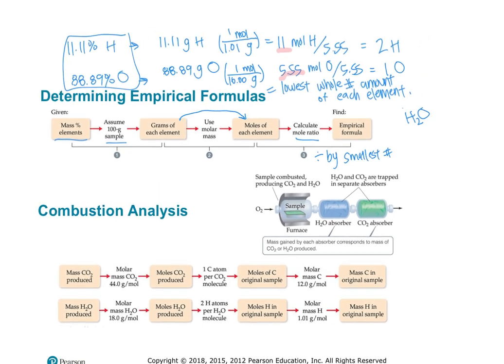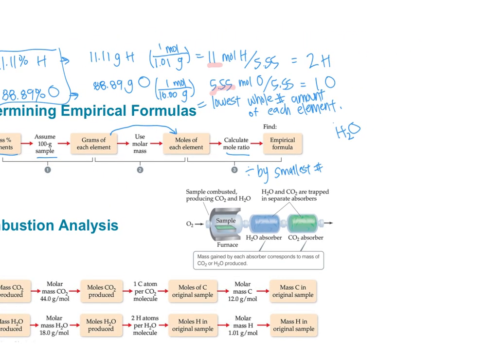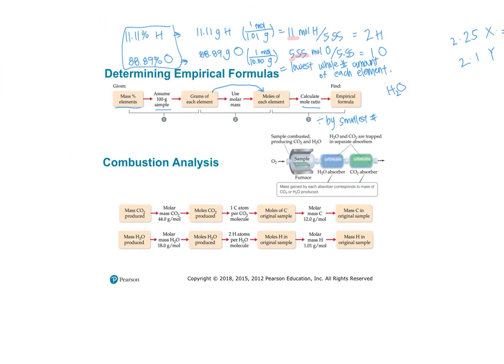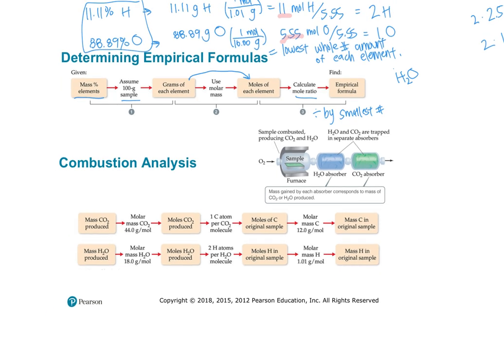In the case that when you take the ratio, you get a number like, let's say I had 2.5 of X and I had 1 of Y, then what I would want to do is multiply by a number that would give us the first whole number. So for a half, I would multiply each of these by 2. So meaning I'd have X subscript 5 and Y subscript 2. And that would give me my whole number. All right, so that's how to determine empirical formulas.